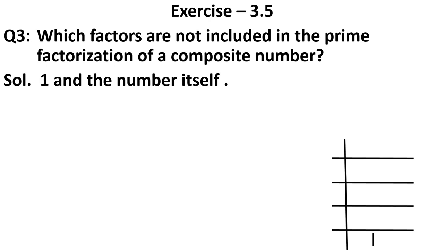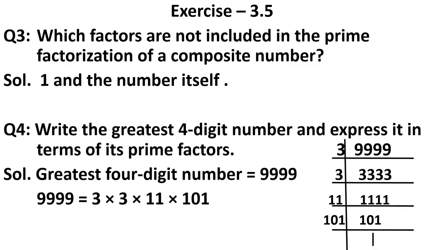See question number 4. Write the greatest 4-digit number and express it in terms of its prime factors. The greatest 4-digit number is 9999. Now write this number in terms of its prime factors. See, I have made it. It is 3 multiplied by 3 multiplied by 11 multiplied by 101.